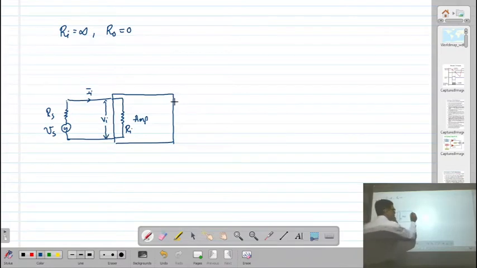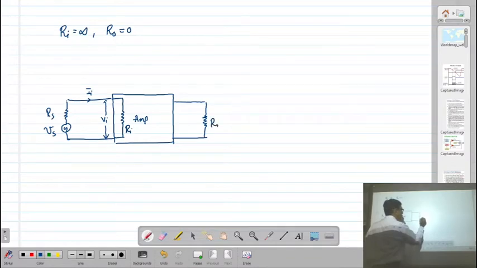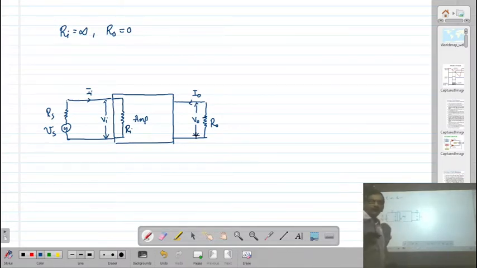Then we considered the output. In the output, we have a load resistance RO, and there is a flow of output current. Due to that, we have the output voltage across this load. Now we have considered that whatever amplifier circuit we have, it contains an active device like a transistor. This transistor will work as a kind of voltage source, and this voltage source has a resistance which is known as the output resistance of the amplifier circuit.